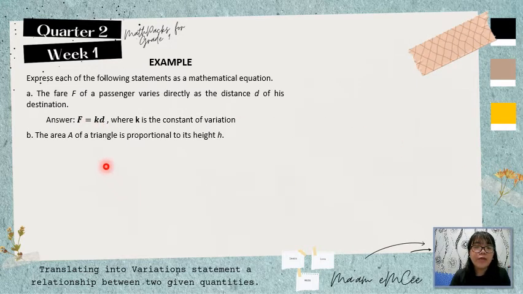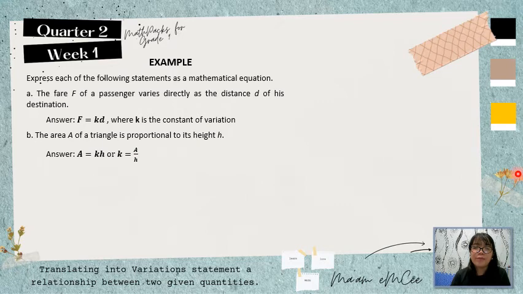Second, the area of a triangle is proportional to its height. So how do we write this one into mathematical equation? So we say again, A is equal to KH. So we put our first variable on the left side of our equation, and then on the right side we have our constant of variation together with our second variable, which is the H. And this one is just the formula in getting the constant of variation. So if we want to get the constant of variation, that is K is equal to area over the height of the triangle.